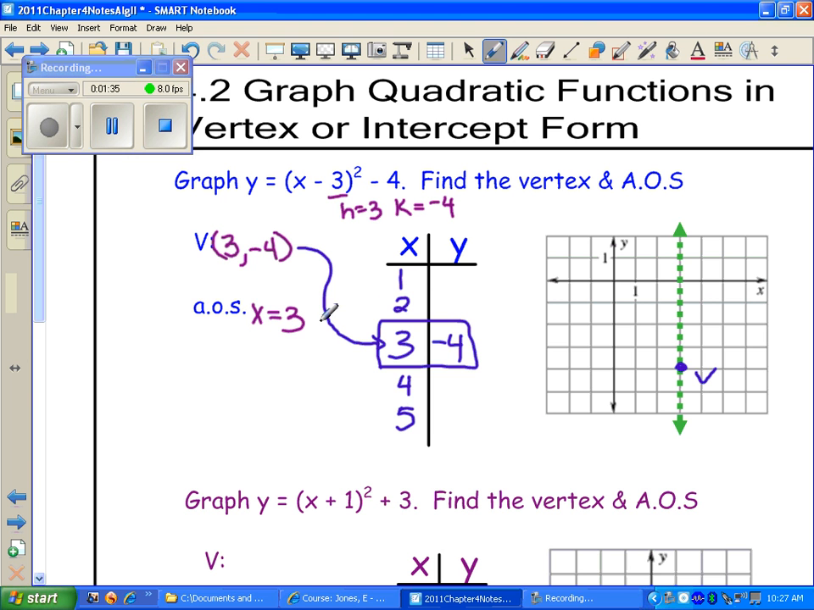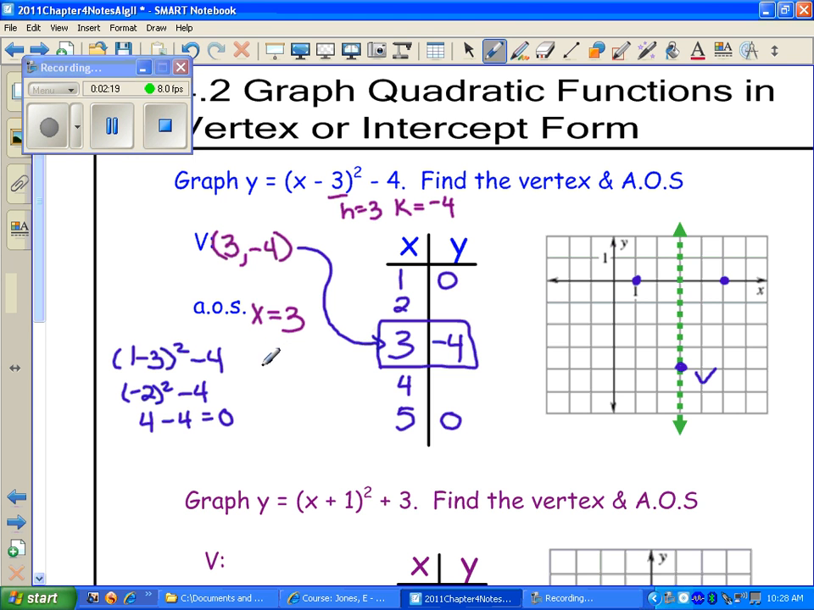I'm going to plug in the 1 just because that's a very easy number to plug in, and I'm going to put the work over here. 1 minus 3 in parentheses squared minus 4. 1 minus 3 is negative 2 squared minus 4. When I square negative 2, I get positive 4. Minus 4 gives me 0. So at 1, I'm at 0. I can mirror that over the axis of symmetry to get the other point over here, which is at 1, 2, 3, 4, 5, 0. And also in my table, I know that it's 2 away from it, so 2 away from it should be 0.